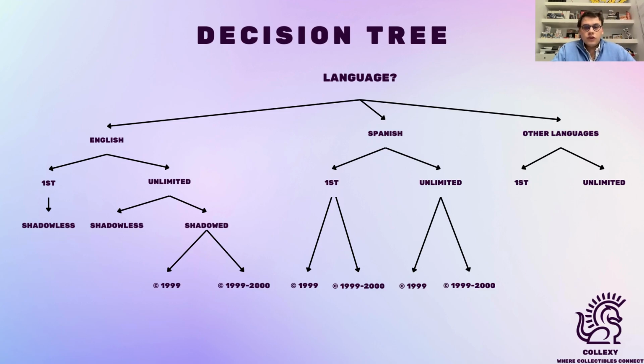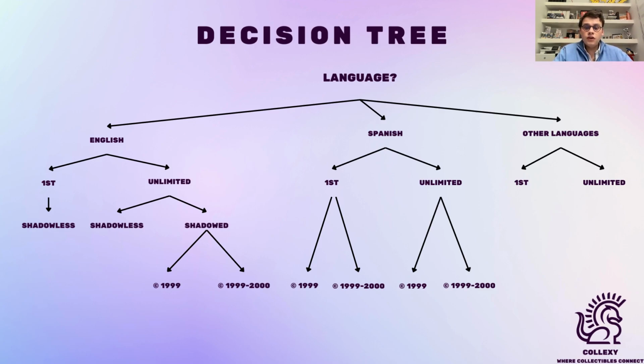So we have basically condensed all the information that we obtained through the Collexy database into a decision tree. The first question is which language the card was printed in. If the language is English, we always have to ask which edition the card is in, whether or not it is shadowless or shadowed, and depending on that answer, which Wizards of the Coast copyright year the variant is from.